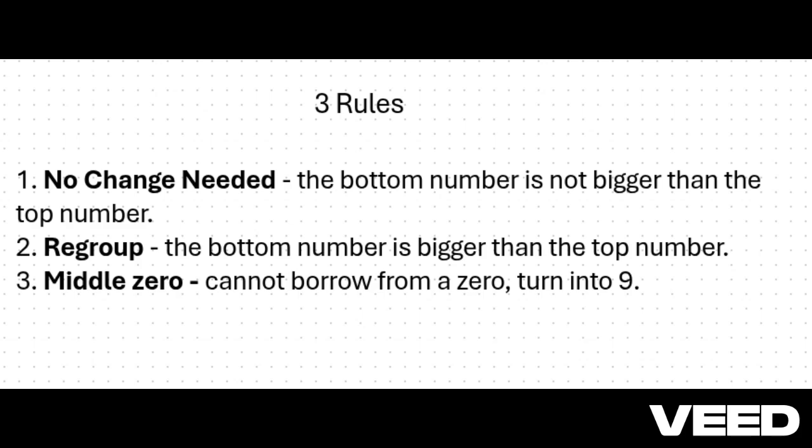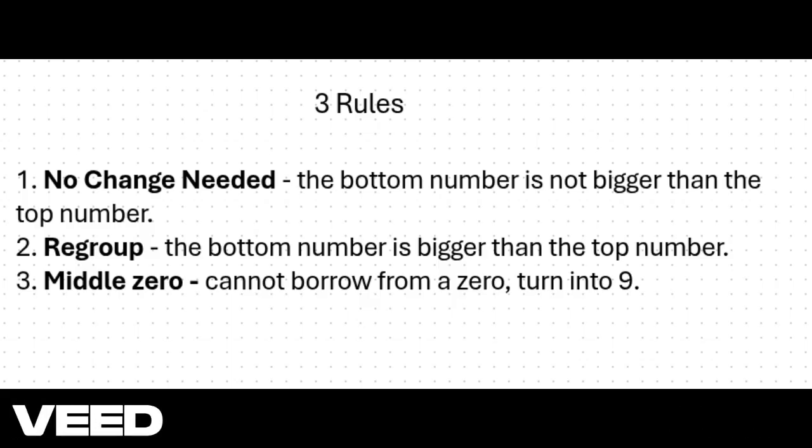The first is no change needed, which means we can simply do the subtraction. It says 7 minus 3, or 5 minus 4, or 9 minus 2, where the bottom number is not bigger than the top number. In 7 minus 3, 3 is not bigger than 7. So we say no change needed. We will just simply subtract.